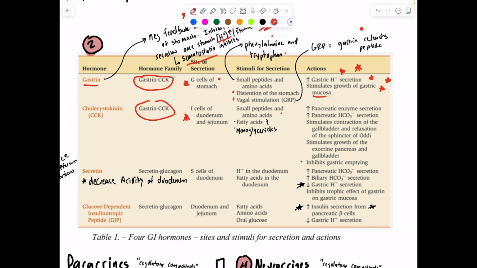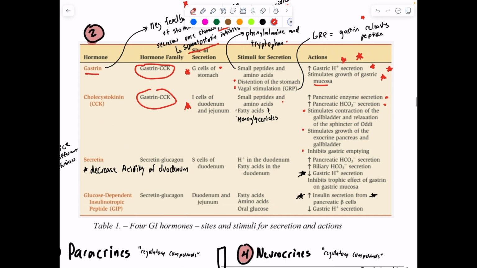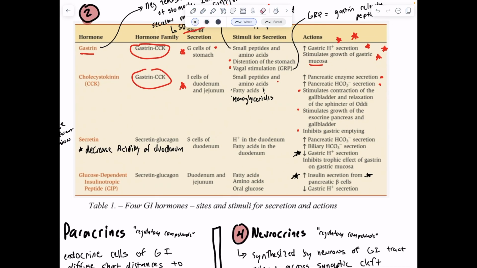and the jejunum. But basically what this is going to do is increase pancreatic enzyme secretion to increase digestion, increase bicarbonate secretion, stimulate contraction of the gallbladder and relaxation of the sphincter of Oddi, stimulate the growth of the exocrine pancreas and gallbladder, and then inhibit gastric emptying. So keep the contents of the stomach. We said that this guy will help relax the oxyntic region of the stomach, the first part of the stomach.